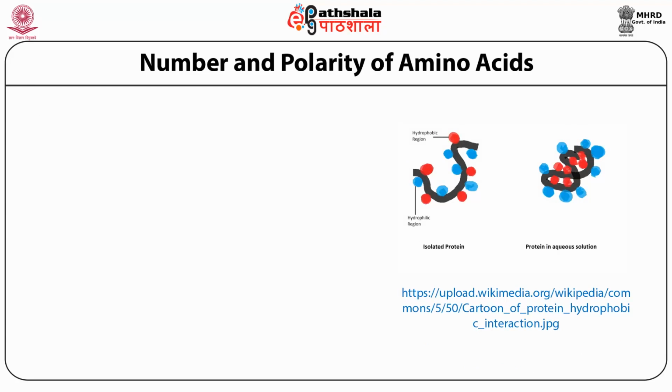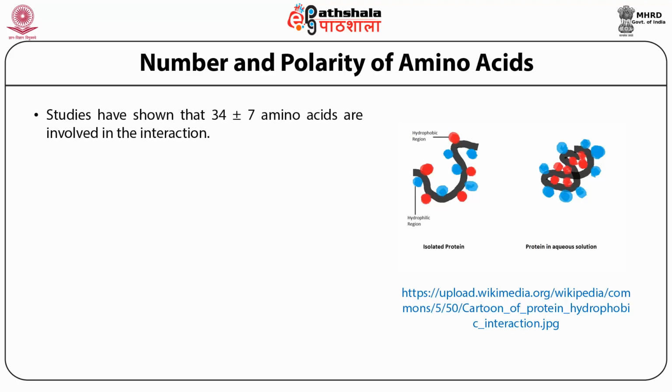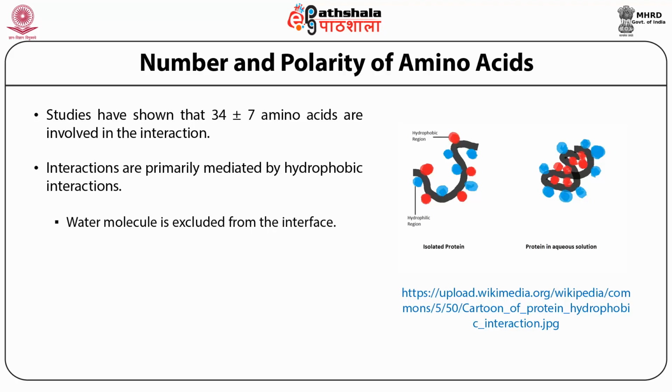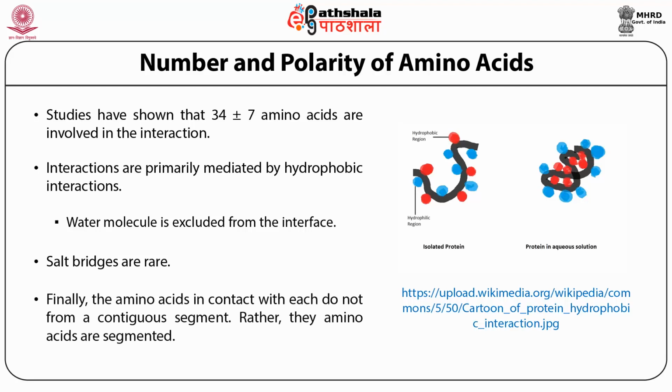The other thing that people have done is to look at the amino acids contributing to the contact area. So for the 1100 angstroms, generally about even 2 amino acids would be sufficient. But the studies have shown that at least 34 plus minus 7 amino acids are involved in the interaction. And the interactions are primarily mediated by hydrophobic interactions, so the water molecules tend to be excluded. There is very little electrostatic salt bridge kind of formation, and the amino acids in contact with each other do not form a contiguous segment.